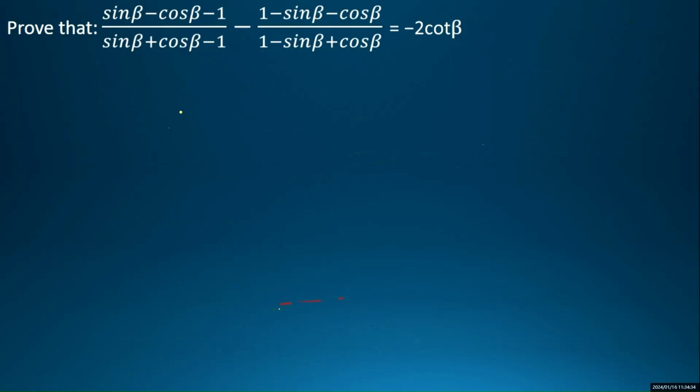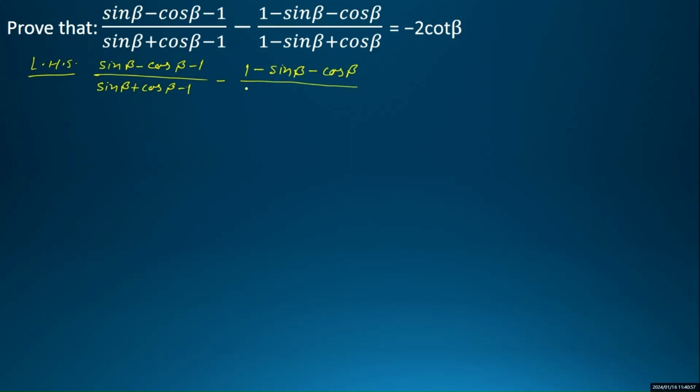To solve this trigonometric identity, let's take the left-hand side. Its left-hand side is (sin beta minus cos beta minus 1) upon (sin beta plus cos beta minus 1), minus (1 minus sin beta minus cos beta) upon (1 minus sin beta plus cos beta).